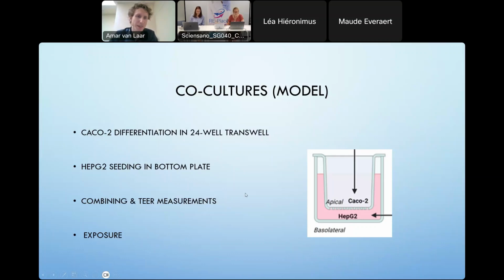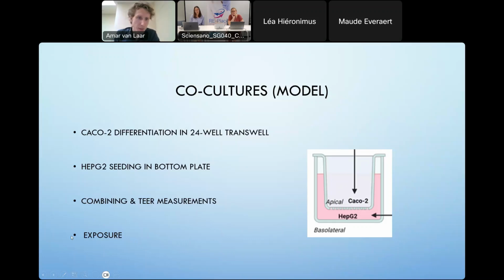We also perform TEER measurements, so transepithelial electrical resistance measurements, which is with a probe. And you can do that every day. You can really monitor the intestinal barrier integrity. So when the barrier grows and becomes thicker, you will see an increase of those TEER values. In case of a disruption of the layer, which is really problematic because the exposure can just leak through and you're not measuring intestinal absorption anymore, you can also see a steep drop in TEER values. So that's also nice to monitor.